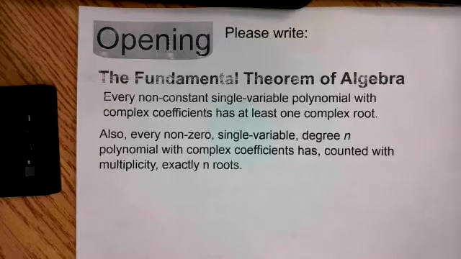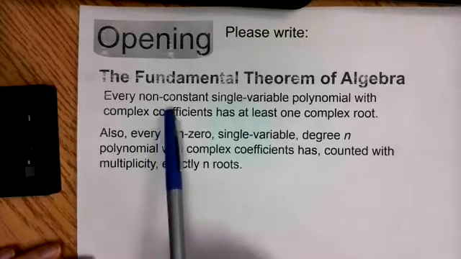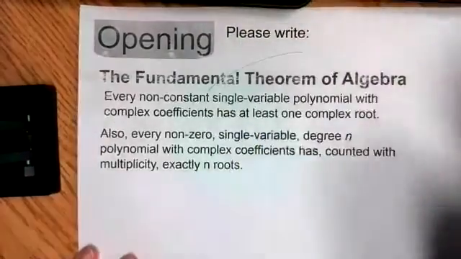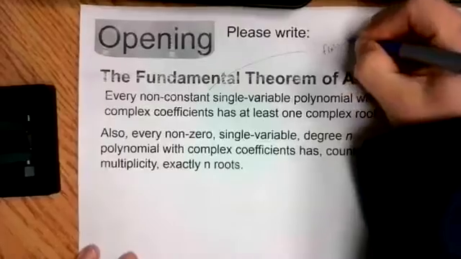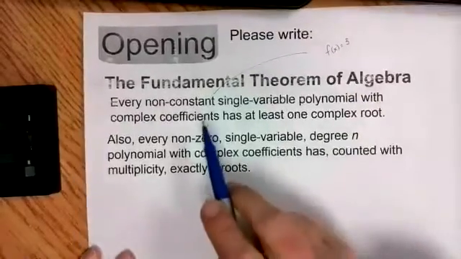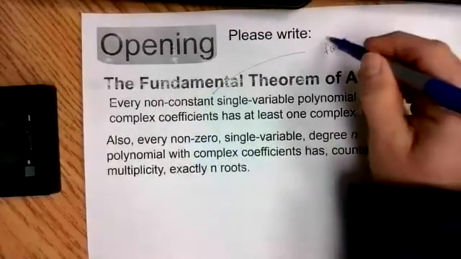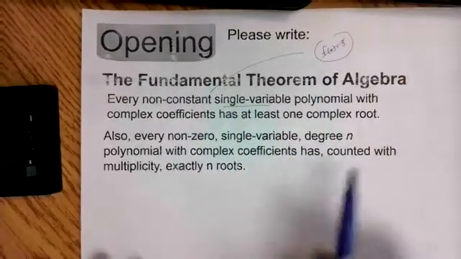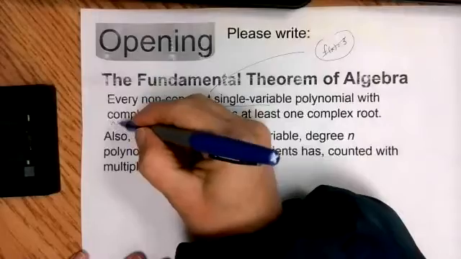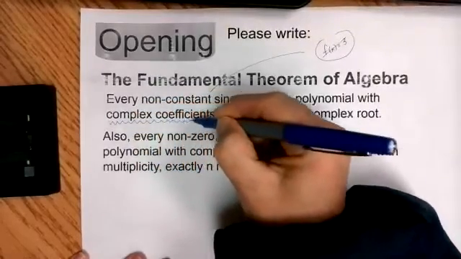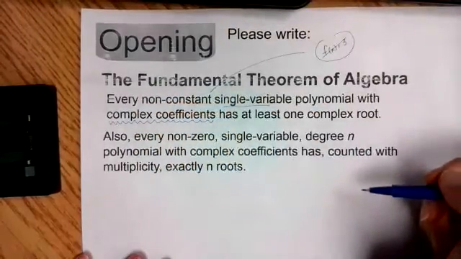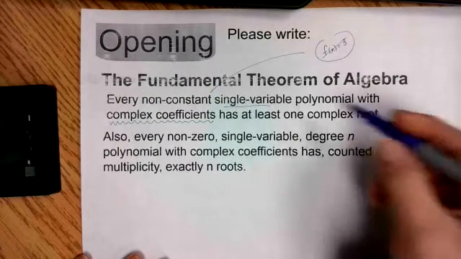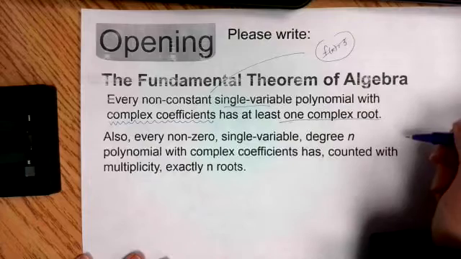All right, so the fundamental theorem of algebra says that every non-constant single variable polynomial, so I don't want f of x is equal to 3. That's a constant polynomial, so I don't want these. And then single variable, I'm only going to deal with one variable, typically x, with complex coefficients. So complex coefficients doesn't mean that they're imaginary. It just means that I could have any kind of real number, rational or irrational, but it's going to have at least one complex root.